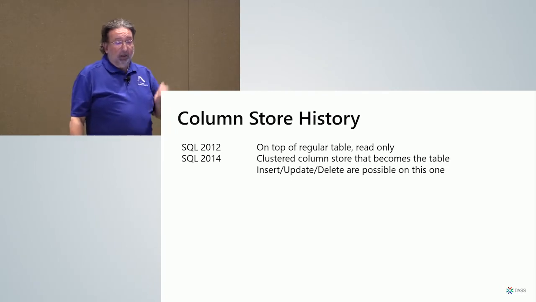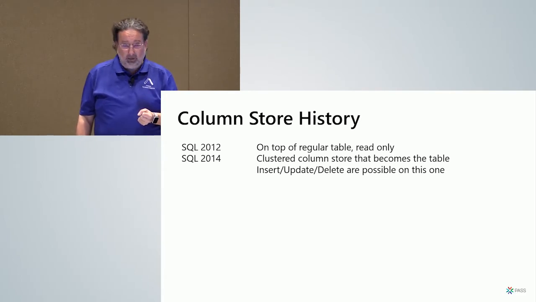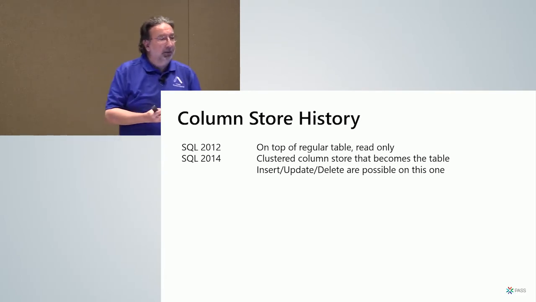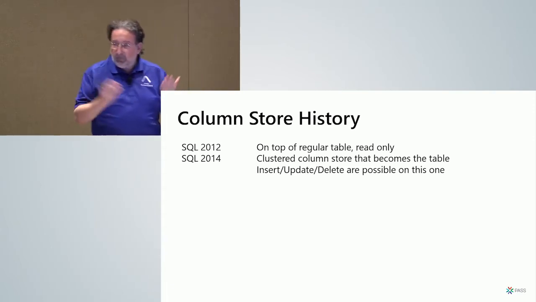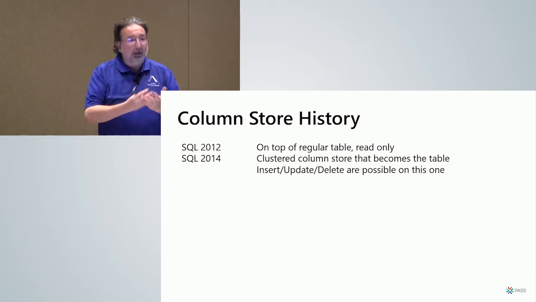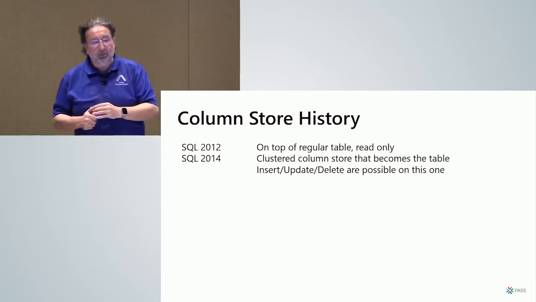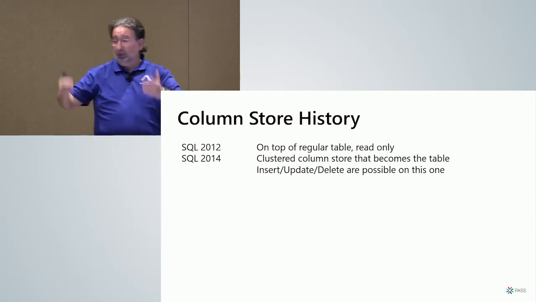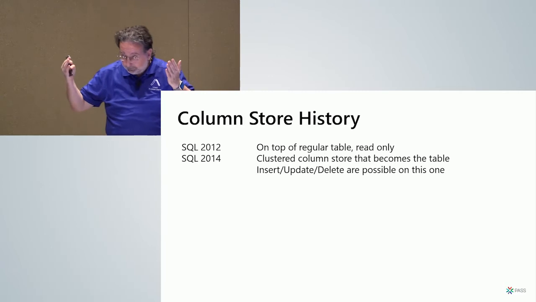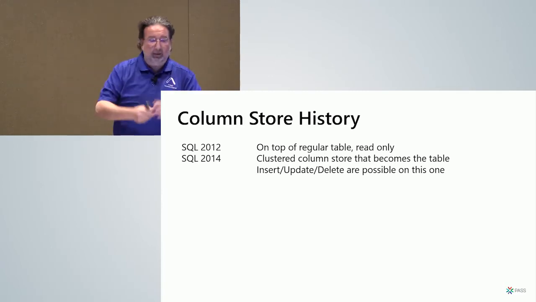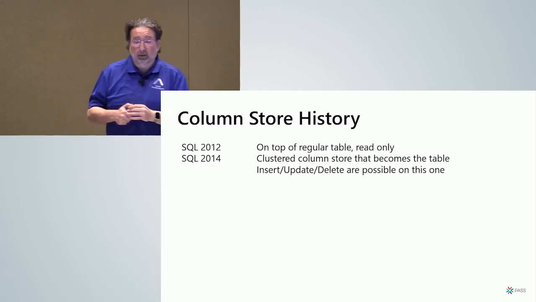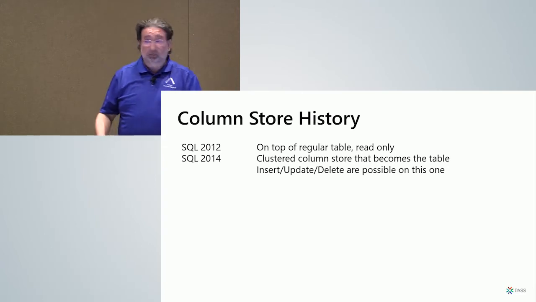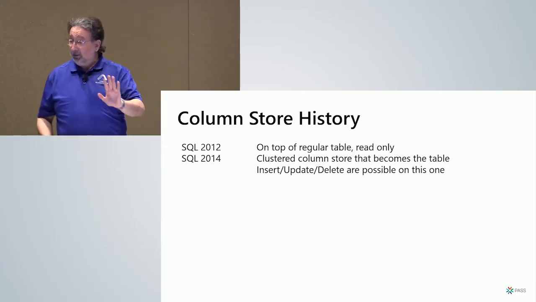In 2014, the clustered column store, that's the one we're talking about today, came to life, and it became the table. Like between a heap and a clustered index, when you add a clustered index to a heap, the heap got replaced with the clustered index. Clustered column store does the exact same thing. You take a regular table, which can be either a heap or a clustered index, and you make it a clustered column store index. The original table disappears, and only the column store survives. And insert, update, deletes are possible. Great. I'm saying possible. I'm not saying it's a good idea. We get to that.